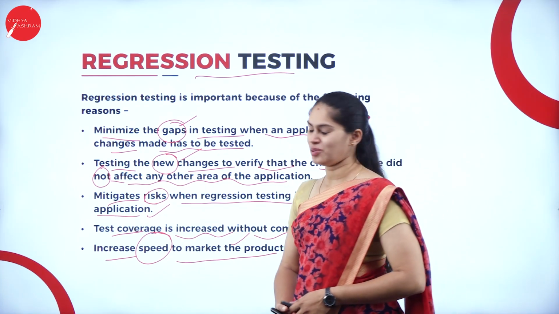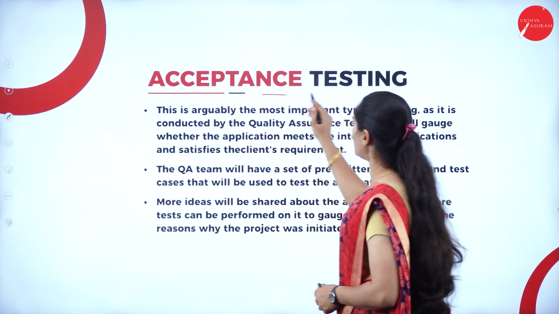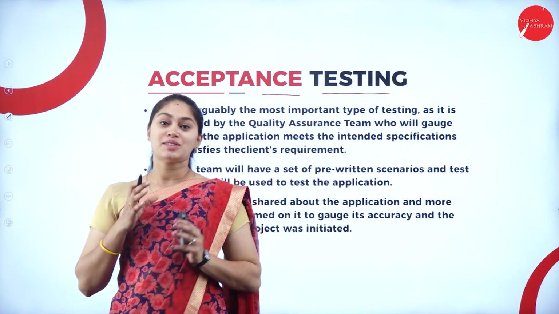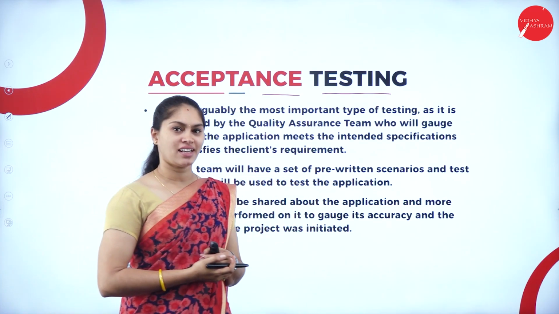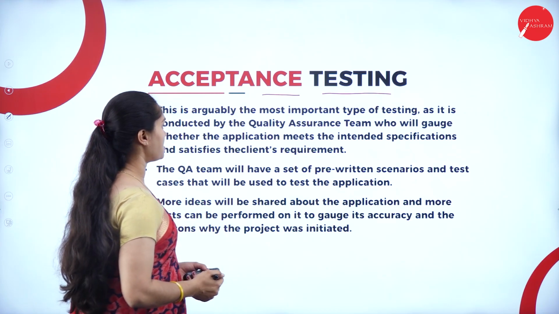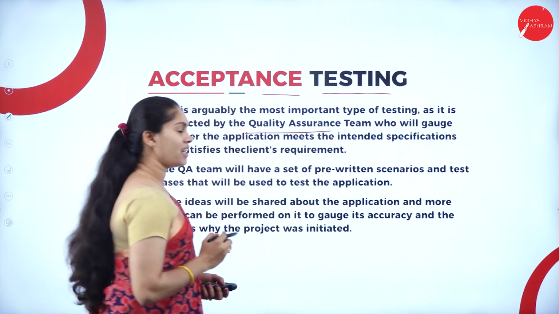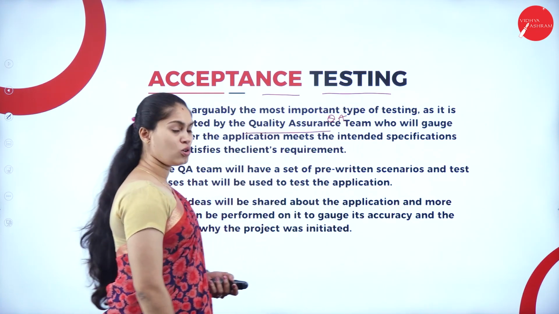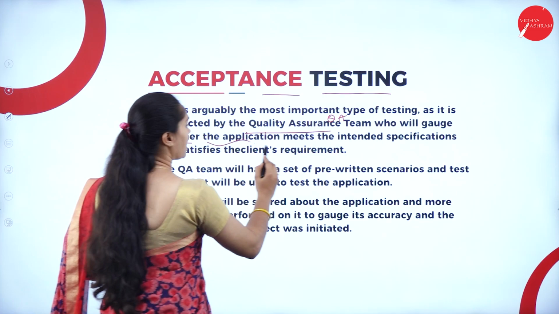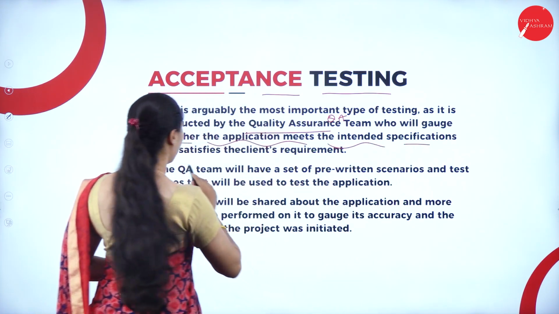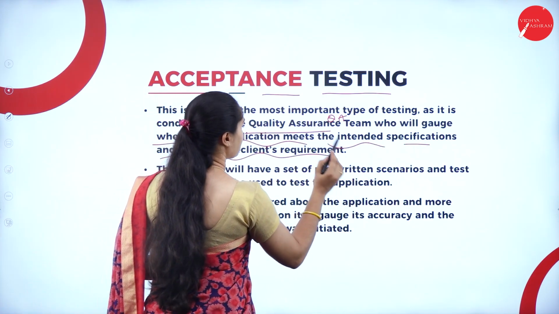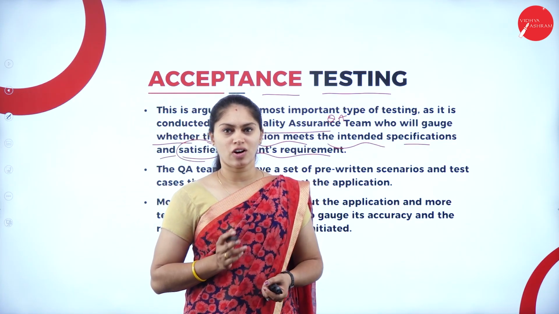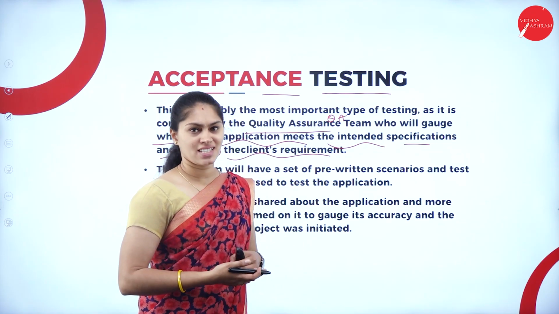Now let's see the next one, which is related to acceptance testing. Why are we supposed to accept the software or a system which has been tested? This acceptance testing is done by the quality assurance team, in short the QA team, who will gauge whether the application meets the intended specification and satisfies the client's requirements. They will be checking whether it is satisfying the requirements of a customer or not. It's like accepting or rejecting the software.